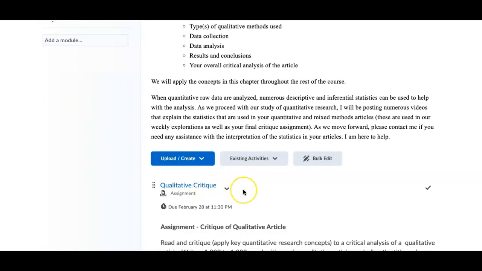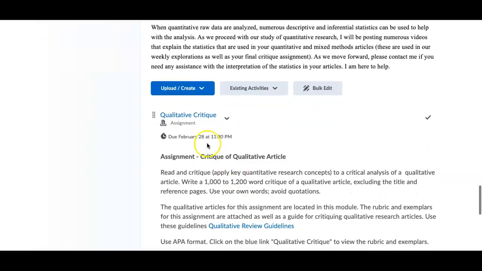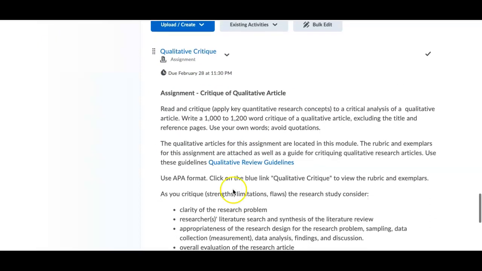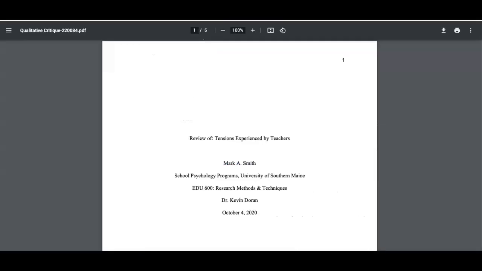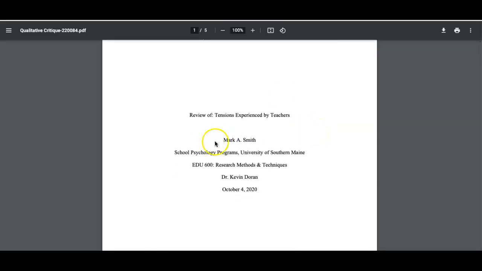Qualitative critique. So we just talked about that. More information on that. Here's the guidelines. And I do want to shift gears for a minute and show you an example from the other class. Okay, so this happens to be Mark Smith. This was last October. This was the critique that he did.